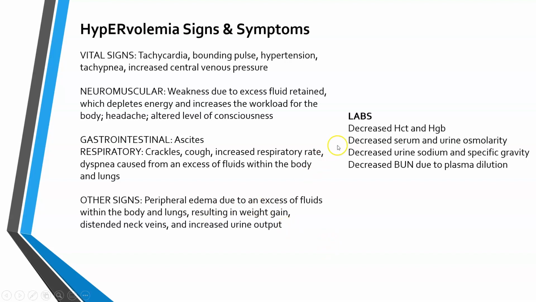When we're looking at labs, you're going to see decreased hematocrit and hemoglobin, decreased serum and urine osmolarity, decreased urine sodium and specific gravity, and decreased BUN due to plasma dilution. So a lot of these signs and symptoms here are going to greatly vary based on the severity of the hypervolemia. So you're not always going to see all of them with all patients.